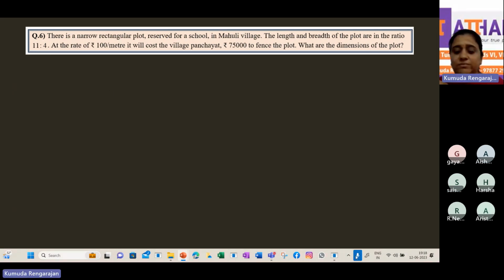Continuing with word problems on linear equations. This is the next question. Please take down the question.